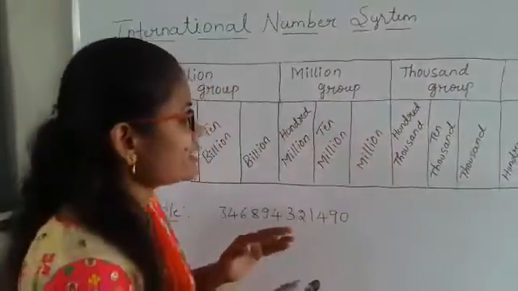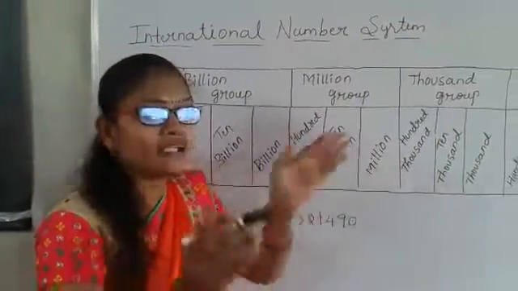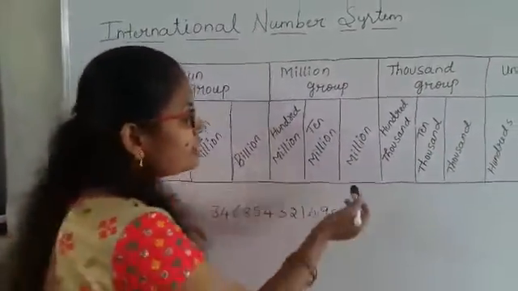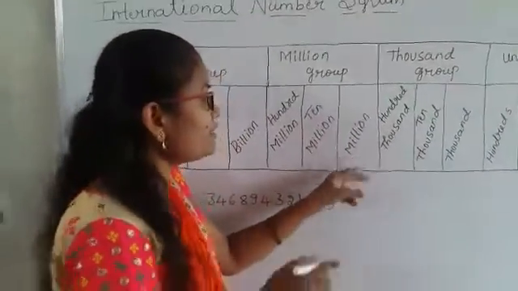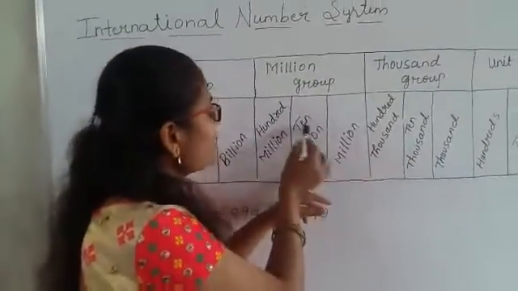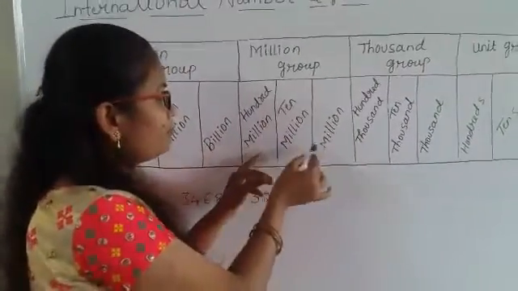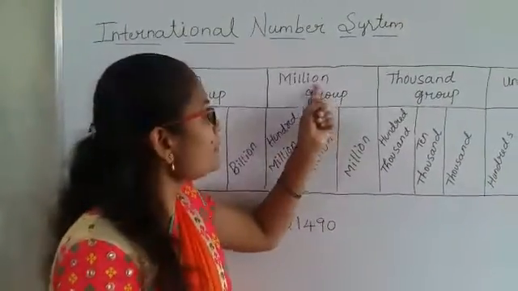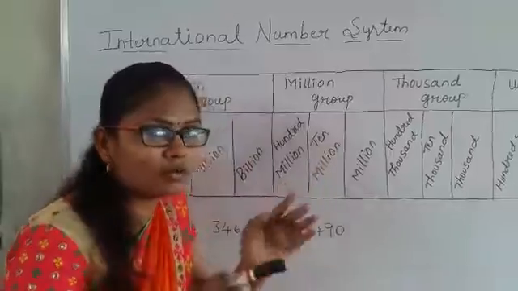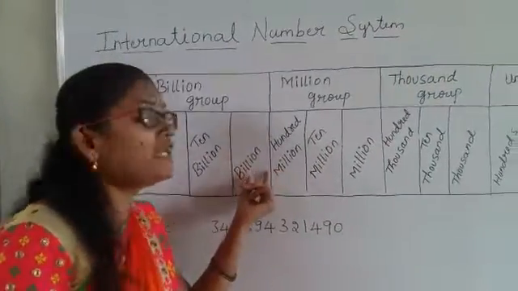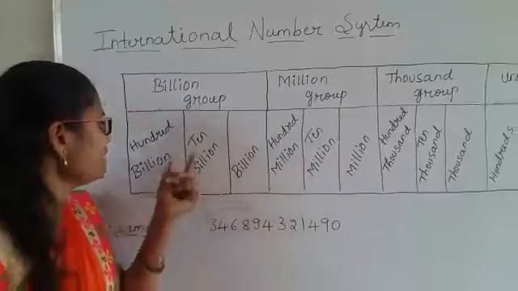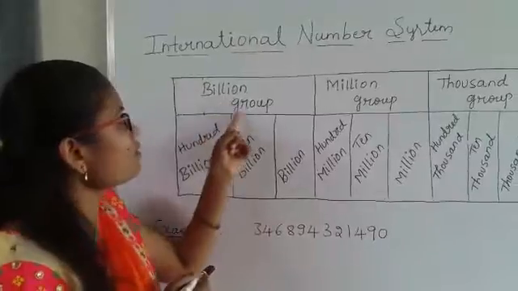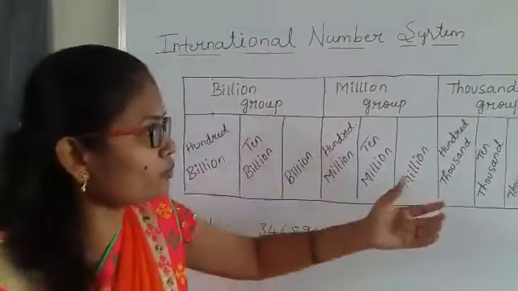Next, in the international number system, if you consider the Indian number system, the next place would be lakh. But here we take million. The next place value is million, 10 million, 100 million. These three come under the million group. After million, you can see billion, 10 billion, 100 billion. These come under the billion group.